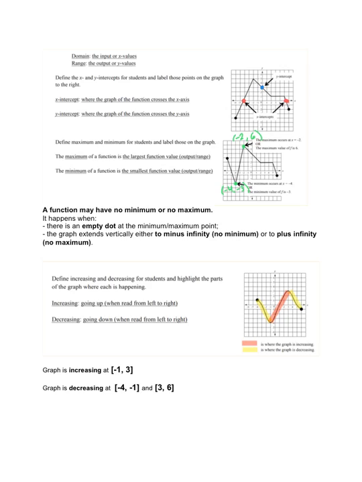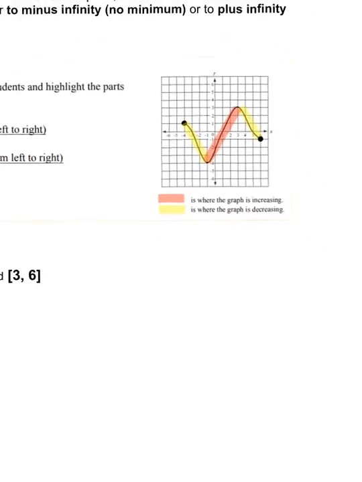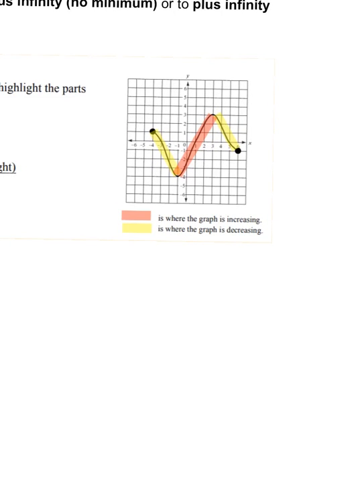Increasing and decreasing intervals are basically just where your graph is going uphill and where it is going downhill. Looking at this visual here, the piece that's in that reddish orange color, the graph is climbing uphill at that point. So that's what we're going to call increasing. And the two yellow highlighted areas, the graph is going downhill. So we're going to say that the graph is decreasing at those points.